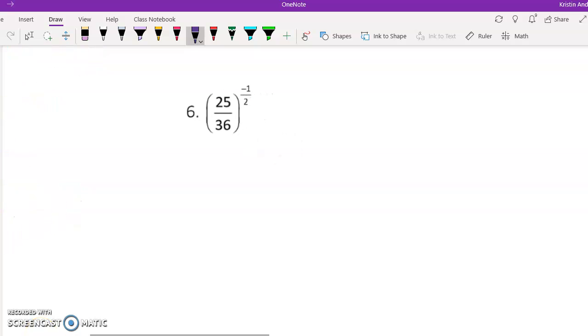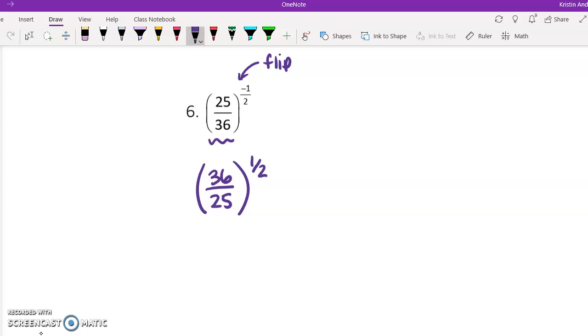For the last problem in this section, we have another negative exponent. Typically with a negative exponent, I think about moving it to the denominator, but since we already have a fraction, what's easier is to just take this fraction inside and flip it. What was in the numerator goes to the denominator, and what was in the denominator goes to the numerator. So we'll have 36 over 25, and then you'll rewrite your exponent as a positive 1/2 instead.